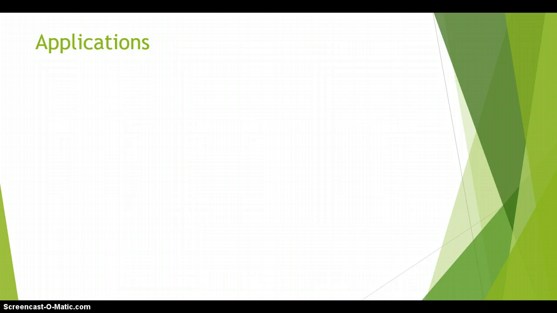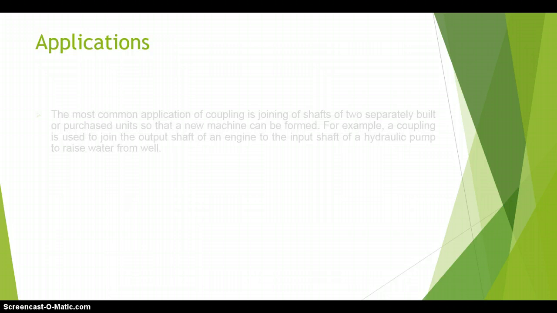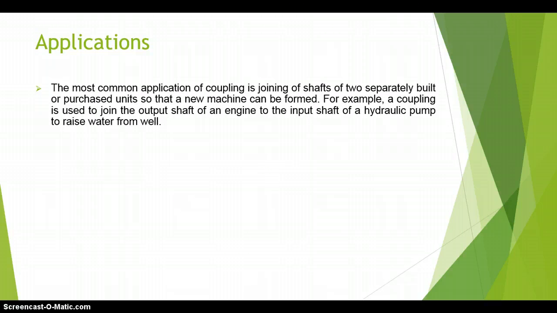Now where will we use this coupling? That is the application. The most common application of coupling is joining the shafts of two separately built or purchased units so that a new machine can be formed. For example, a coupling is used to join the output shaft of an engine to the input shaft of a hydraulic pump to raise water from a well. Generally, this is a real-time application.